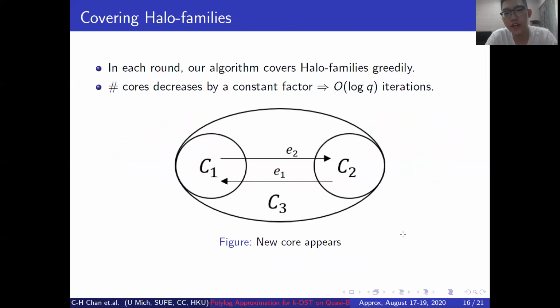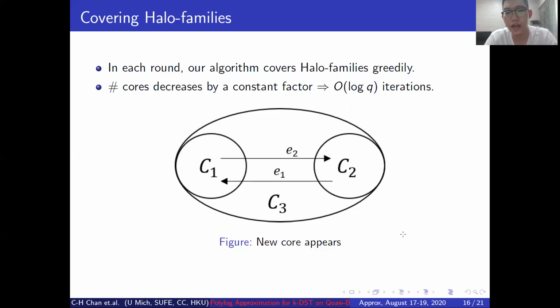So actually in each round, our algorithm covers hollow families greatly. But the problem is that for a hollow set decomposition, some cores will not appear in the hollow set decomposition.